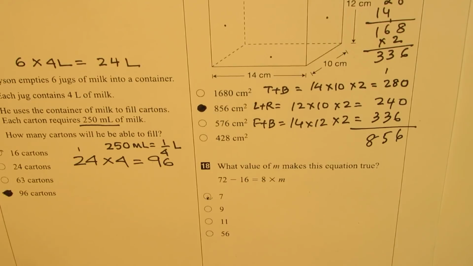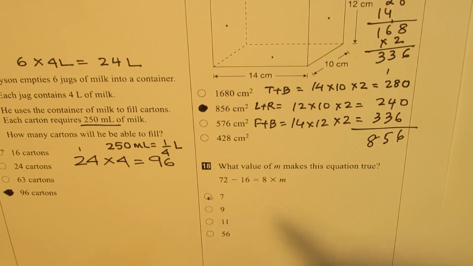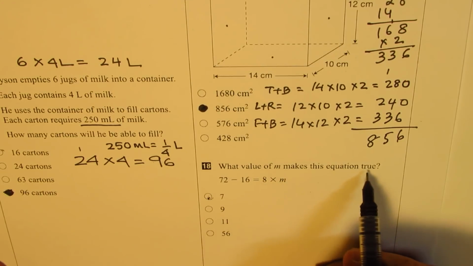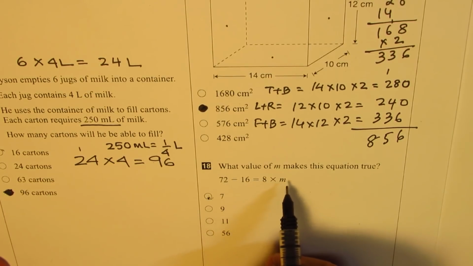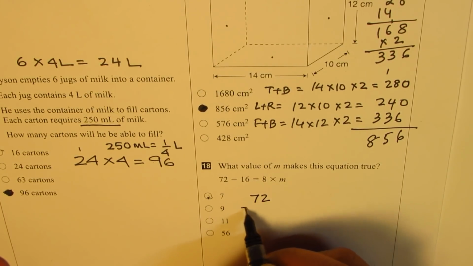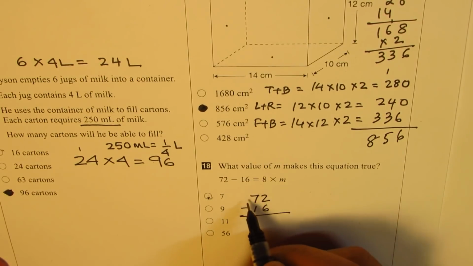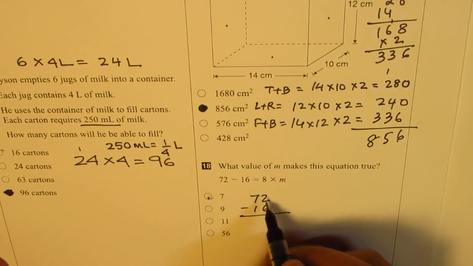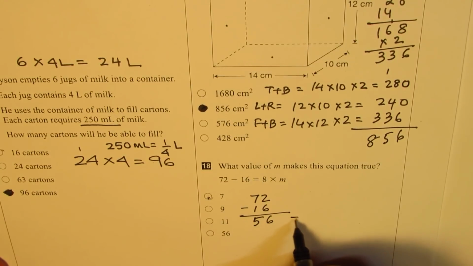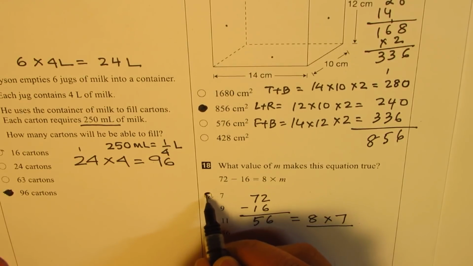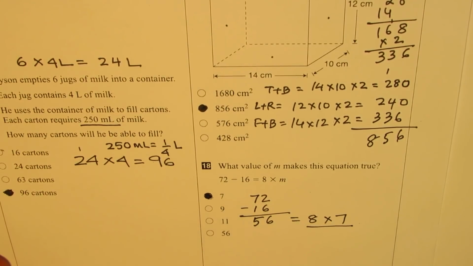The last question here is question number 18, which is, what value of m makes this equation true? 72 minus 16 equals 8 times m. Now what is 72 minus 16 equal to? Well, borrow, so it becomes 6. 12 take away 6 is 6, and from 6 if you take away 1, it is 5. So on the left side you get 56. Now we know 8 times 7 is 56. So our answer is 7. Does that make sense to you, right? So that is how we are going to answer this question.